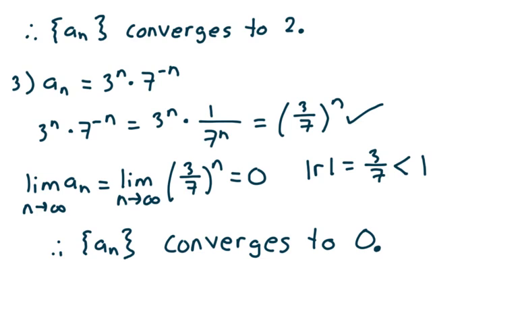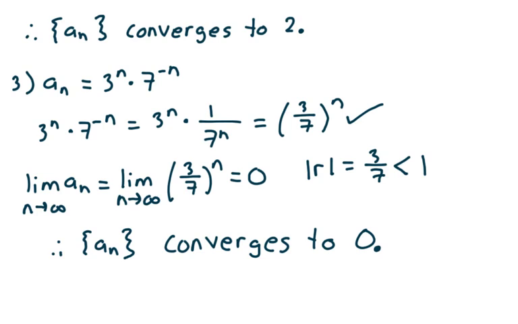A sub n is equal to 3 to the n times 7 to the negative n. But if we use our laws of exponents, we can say the following. 3 to the n times 7 to the negative n is equal to 3 to the n times 1 over 7 to the n. But that's equal to 3/7 to the nth power. So the limit as n goes to infinity of a sub n is equal to the limit as n goes to infinity of 3/7 to the nth power.